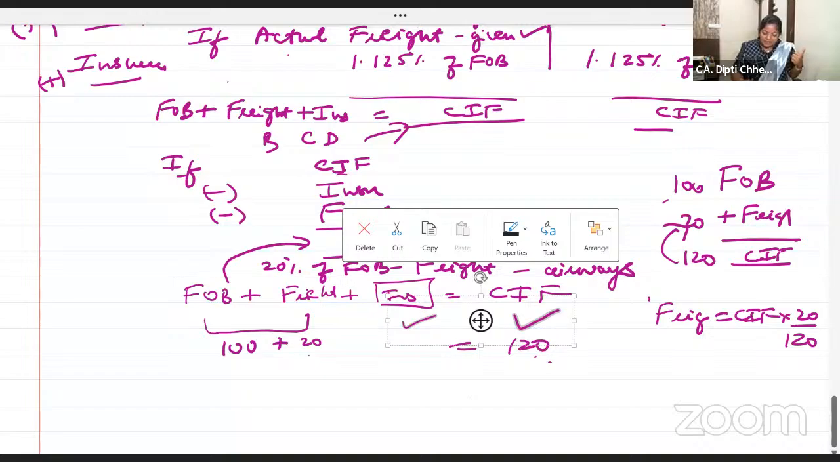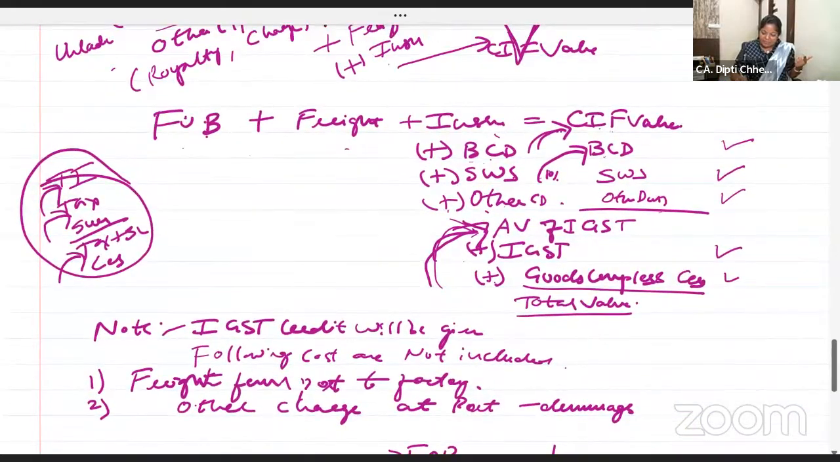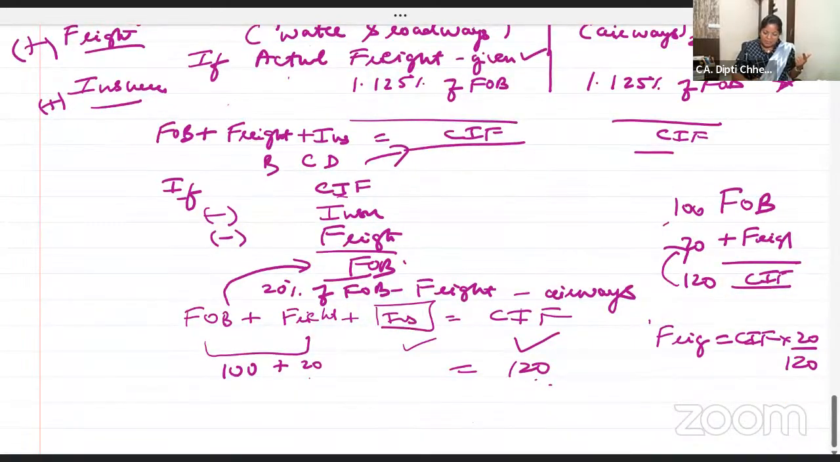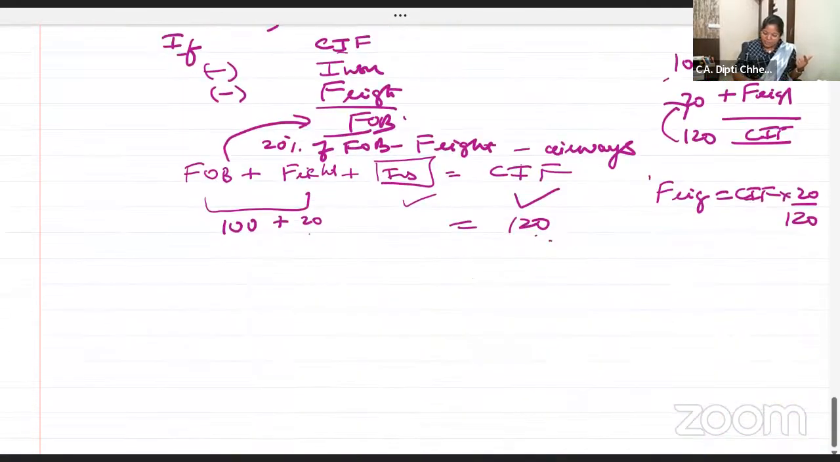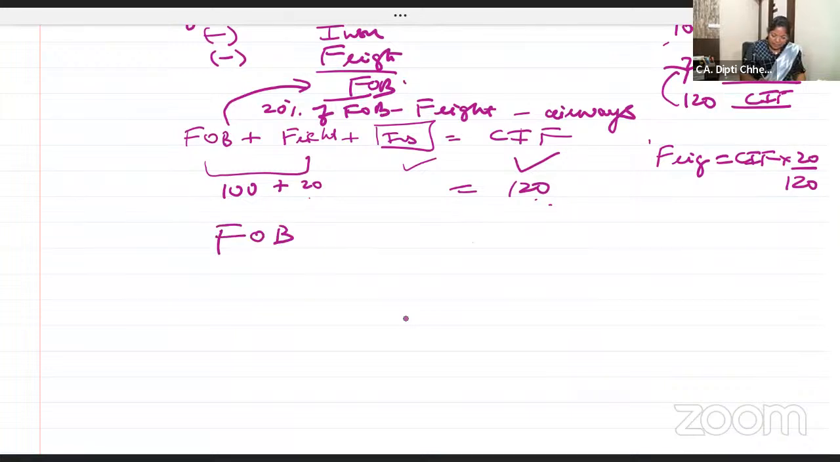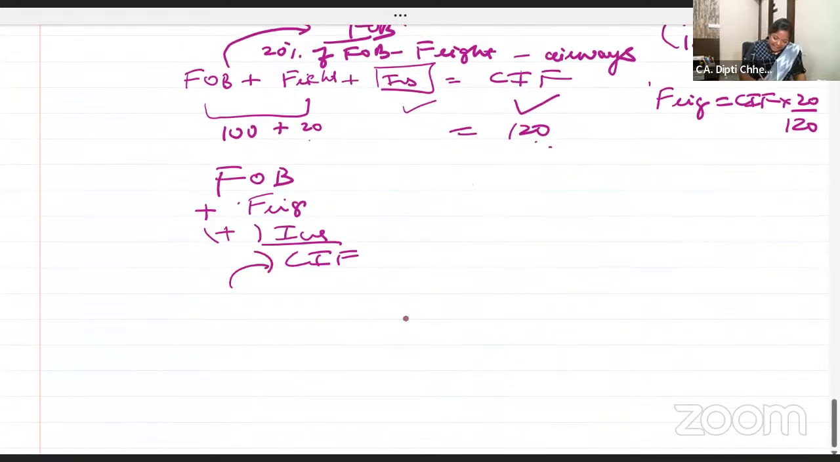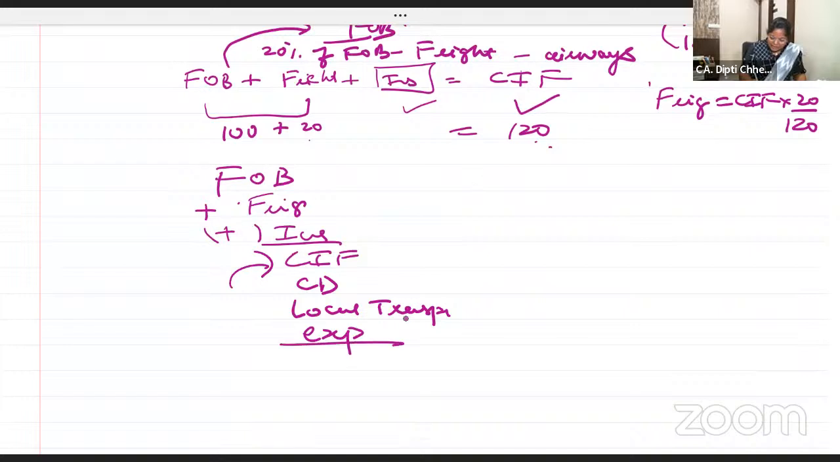Just see the format we have made in the notes. Did you get how we got the CIF? Yes? FOB. Add the freight and insurance, whether it comes by waterways or any other way, and you get the CIF. On CIF you add the custom duty. You add the local transport to take it to your factory. You add other expenses. You get the final selling price. Maybe you add your profit also if there is any.